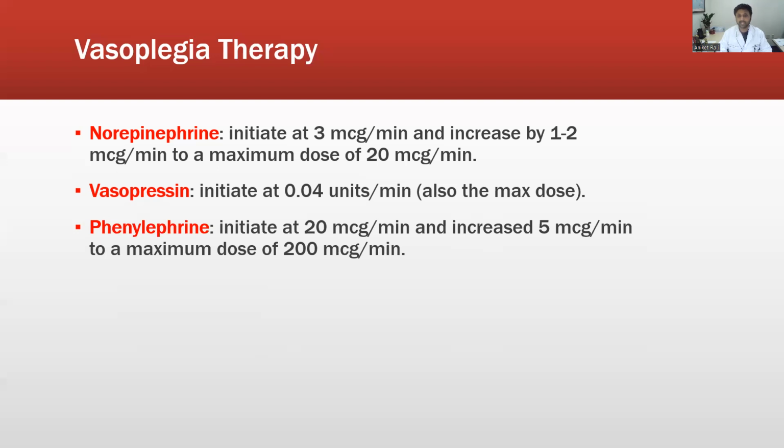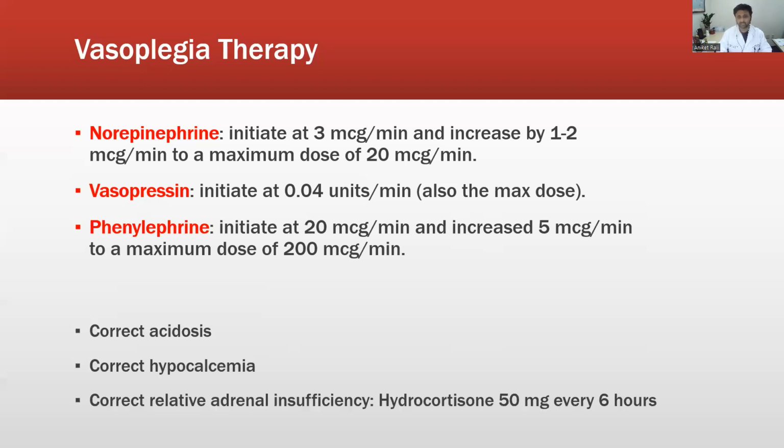Another medication that is often used, which works on the alpha receptors, as we heard about on the previous talk, is phenylephrine. This medication I generally initiate at 20 micrograms per minute, and I increase it by 5 micrograms per minute every few minutes as needed to a maximum dose of 200 micrograms per minute, or until I achieve the targeted goal of a MAP of greater than 70 millimeters of mercury.